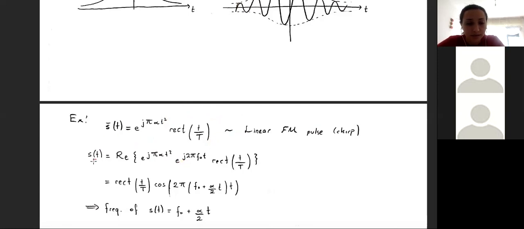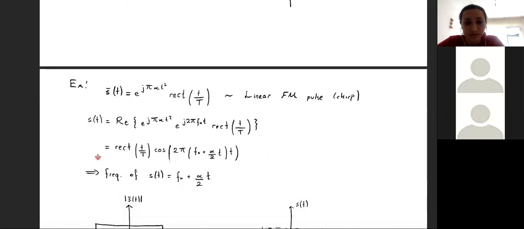If we look at the complex baseband version of the signal, again, we need to take the real part of this signal multiplied with e to the j 2 pi f0 t. And if you compute that, the only complex part is now this portion. You can move the rectangle outside the real part. And the real part of this complex signal is going to be cosine of 2 pi (f0 plus alpha over 2 t) times t.